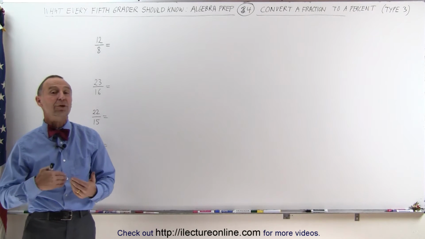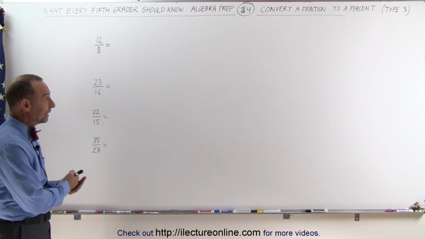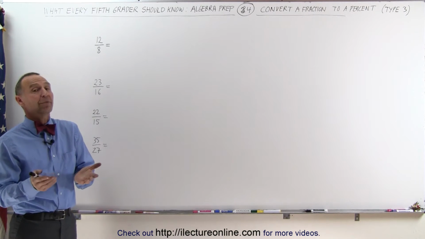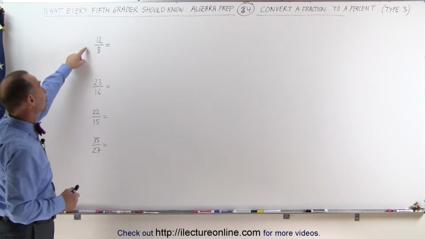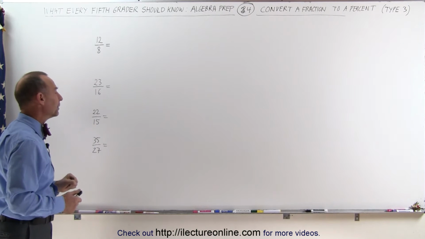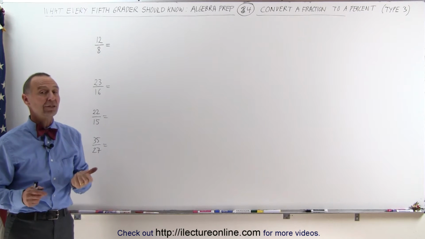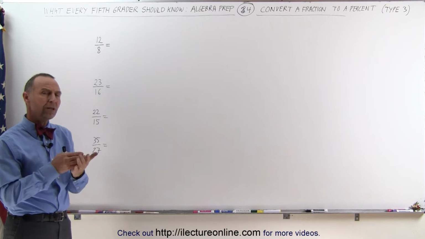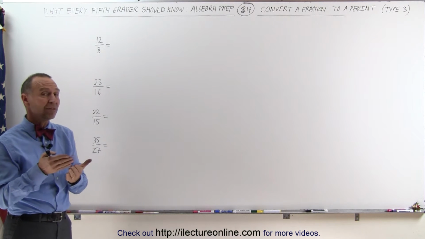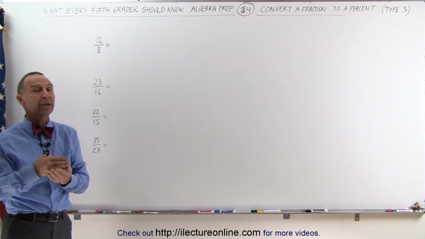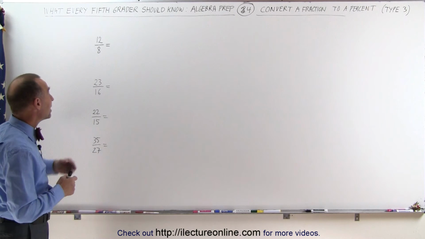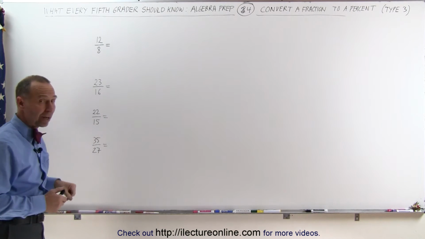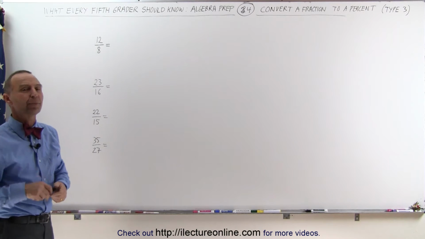Now let's see how to convert an improper fraction into a percent. An improper fraction, of course, is a fraction whose numerator is bigger than the denominator, which means the fraction is bigger than 1. Well, let's see here. 1 is equal to 100%, which means that anything bigger than 1 must be bigger than 100%. That means the answers to every one of these four fractions must be bigger than 100%.